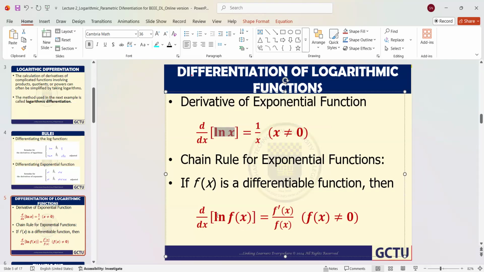So in general, just simplifying what is in the rule, if we are differentiating natural log of a function of x, let the numerator be the differential and let the denominator be the original function. So the rule is that simple. Make sure that the function in the denominator does not go to 0. So we'll try 1 or 2 examples.